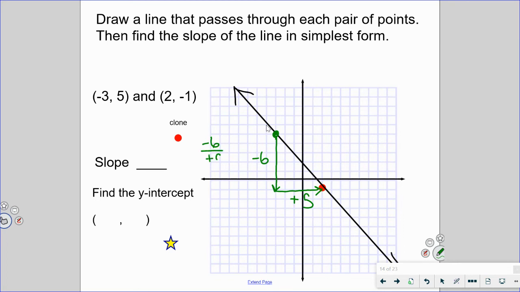-6 over +5. Does that divide or reduce? No, sir, no, ma'am. What's the opposite of a positive? That is a nice negative slope. And we'll go ahead and take the star. Boom! Where does it intercept that y-axis? Right at the point 0, 2.